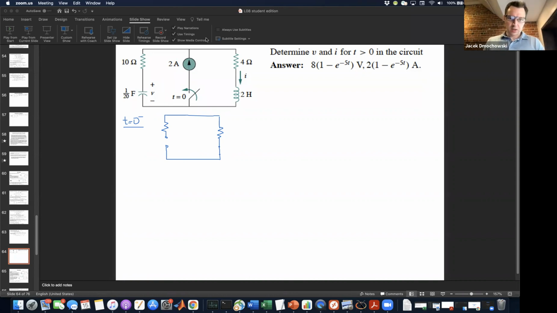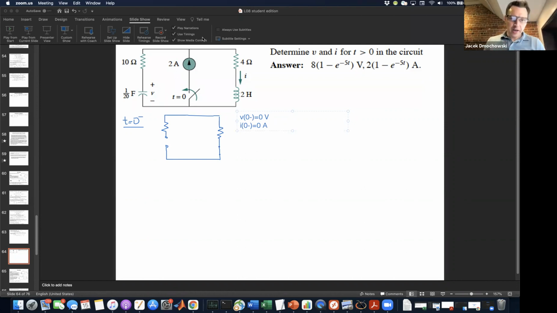Now we need to come up with a value for the initial capacitor voltage, which is obviously going to be 0 volts because there's nothing energizing the circuit, as well as the initial inductor current, which is equal to 0 amps. There's no source, there was nothing stored, and so we have our initial conditions for the capacitor voltage and the inductor current.